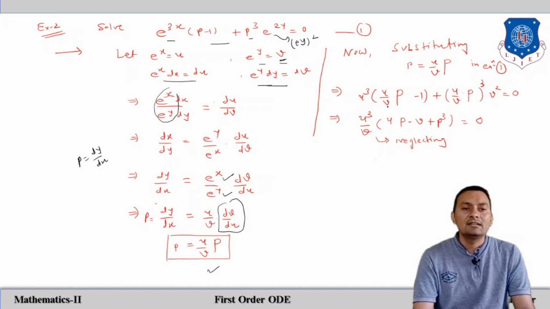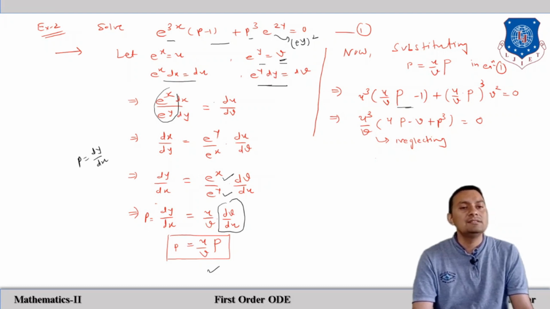And what will I get? I have just taken v common, that means you have taken the LCM v for these terms. So uP minus v plus, again you have taken u raised to power 3 divided by v common. So what are we left with? v raised to cube, that is going to be what? v square will be eliminated, one with that we have taken common. So we are left with only P raised to cube equals 0.